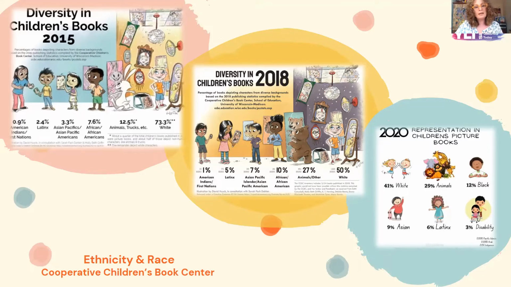And in this case, we see that in 2015, 73.3% of the main characters in children's books were white. Thanks to exposing discrimination, in 2018, see what happened. 50% of the children that appear in children's books were white as main characters, right? And look at what happened during the pandemic in 2020. 41% were white. The ones that grew a lot are animals. Animals here went from 12.5% up to 29% in 2020.